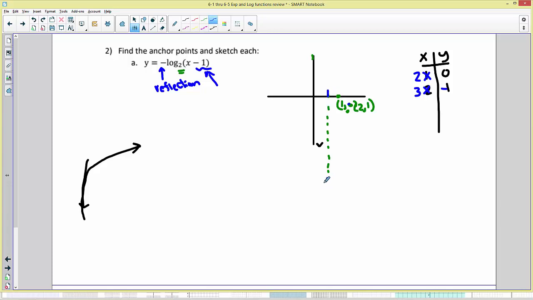Now, notice, this does happen, right? My vertical asymptote did change. My VA is x equals 1, because when there's a horizontal shift on a log, it does change the vertical asymptote. In exponential functions, if there's a vertical shift, it will change the horizontal asymptote, okay?